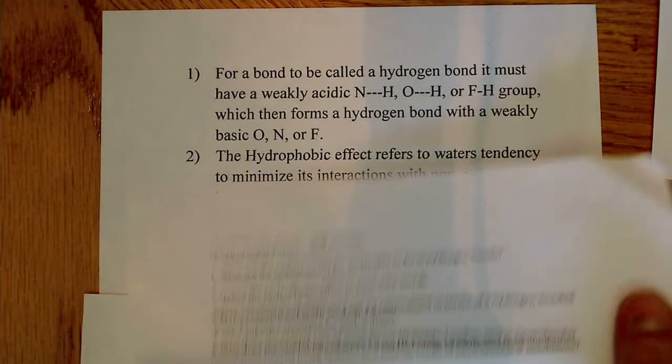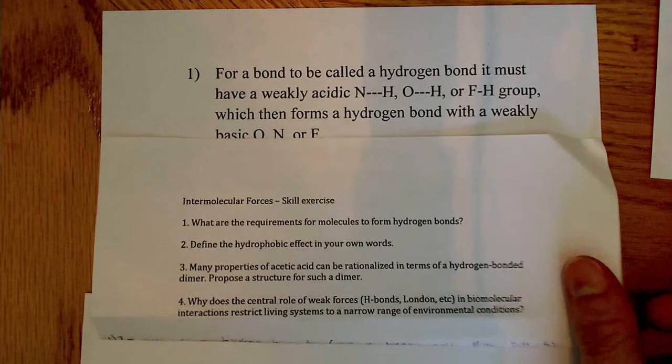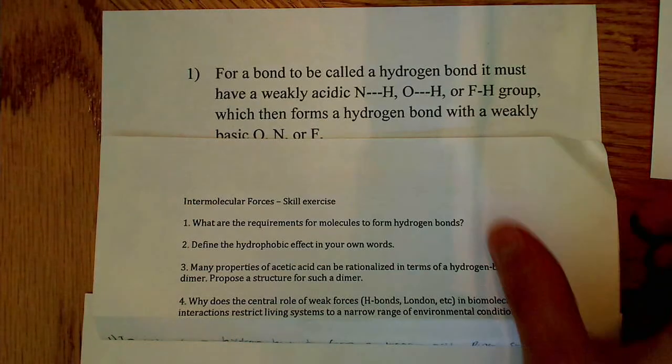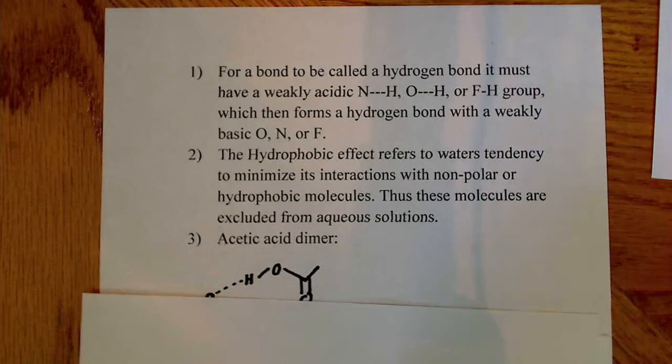The third question says many properties of acetic acid can be rationalized in terms of a hydrogen-bonded dimer. Propose a structure for such a dimer. So the first question you might have is, what is a dimer? It's a chemical structure formed from two subunits, in this case two acetic acid molecules.